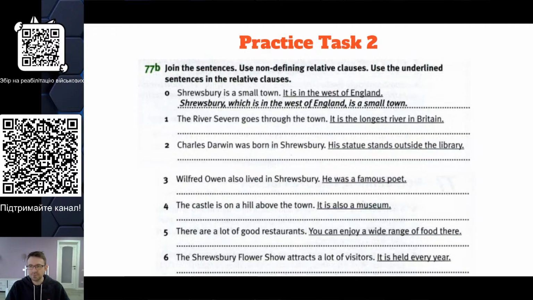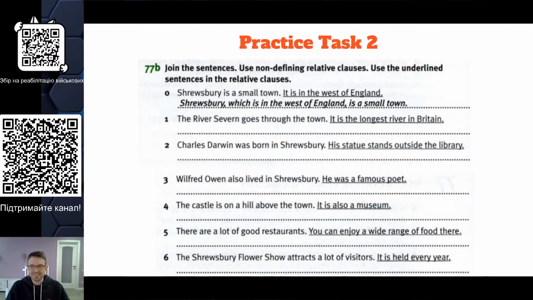Then on to number 4, here we should have: the castle, comma, which is also a museum, comma, is on a hill above the town. So the castle, comma, which is also a museum, comma, is on a hill above the town. The castle obviously is an object, and so we should use "which" to show the connection between them.